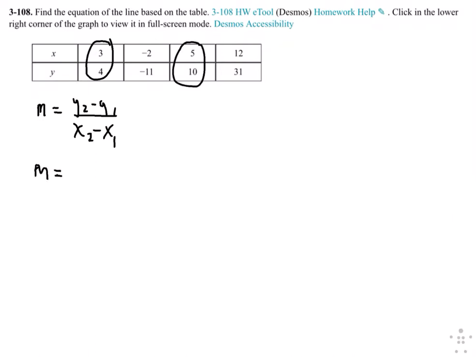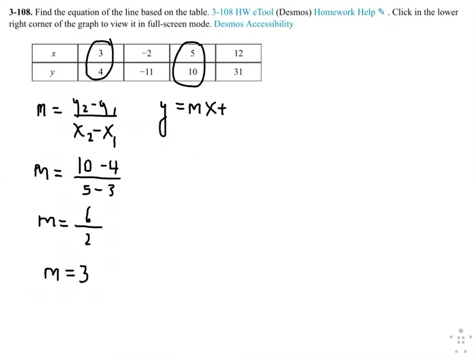So y2 is 10, y1 is 4, x2 is 5, and x1 is 3. So the slope comes out to be 6 halves, so the slope is 3. So then we know slope-intercept form is y equals mx plus b. The slope is 3, so we have y equals 3x plus b.